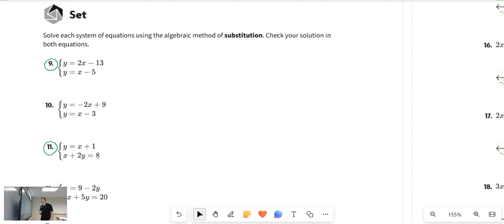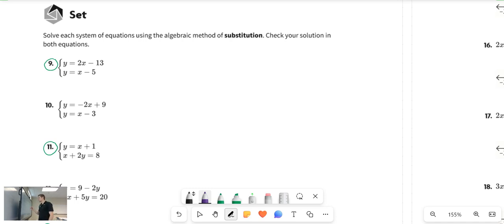All right, solve each system of equations using the algebraic method of substitution. Substitution is already bolded, so we don't need to highlight it or underline it. Check your solution in both equations. All right, so we'll do the problem in purple and then we will check in green. So here we go. We need to solve using substitution.